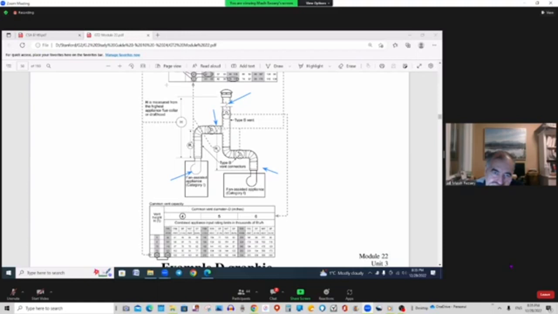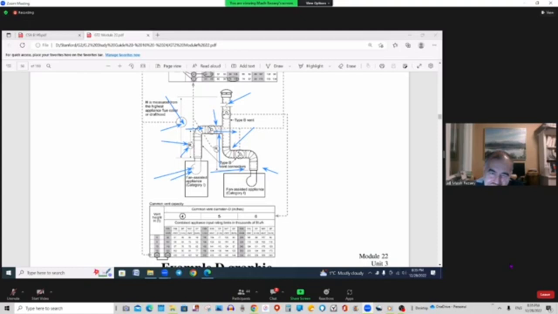Okay? So on table C3, they give you the height. They give you R1, R2, and also the capacity for the first and the capacity for the second. If you have 3 or 4 or 5 appliances, it's the same. So what we're looking for is first D1, second D2, third D common vent.